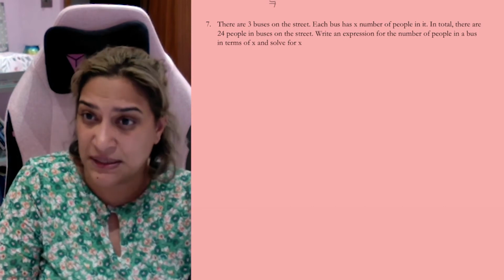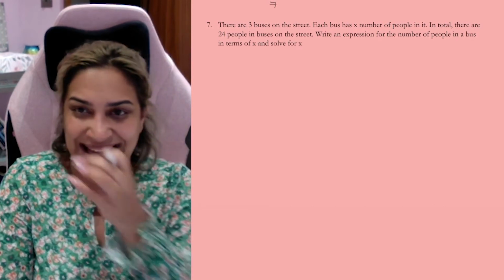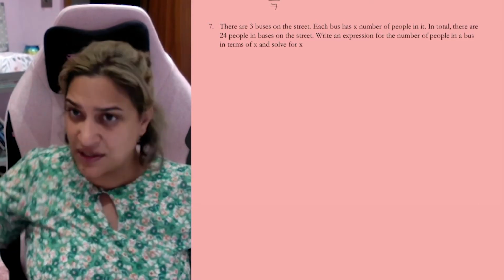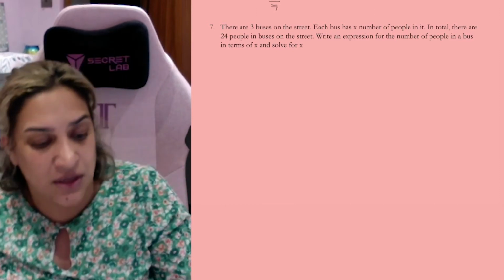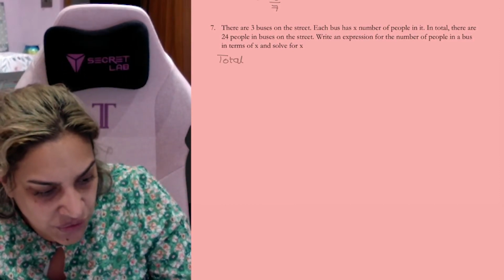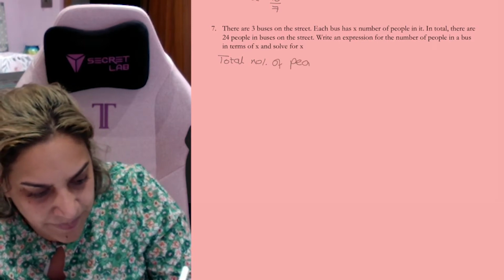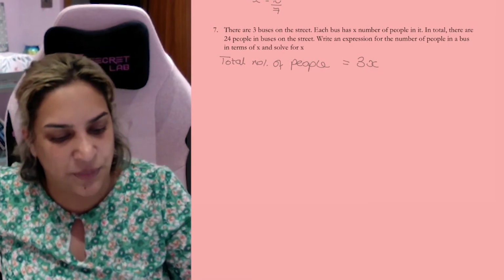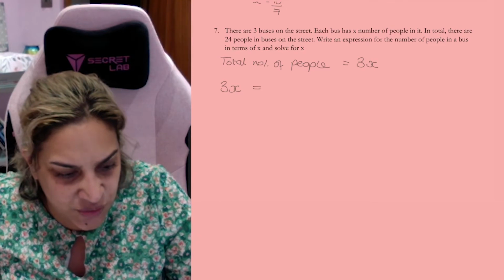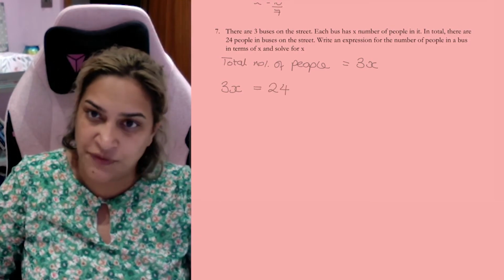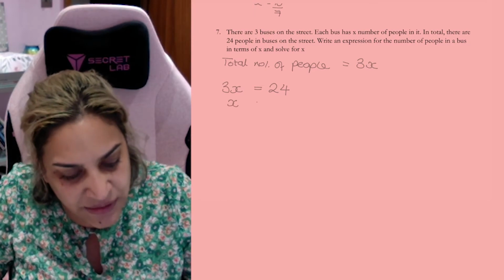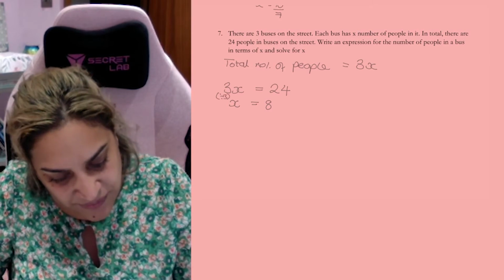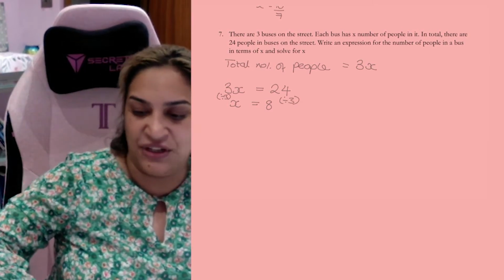So if there are 3 buses, each bus has X number. So in total, there's X on one bus, X on another bus, X on another bus. So the total number of people is going to be 3x, because it's x plus x plus x. Now we know that 3x is equal to all the people, which is 24. So x equals 8, because I've divided by 3 on both sides. Okay, now let's have a look at some exam questions.